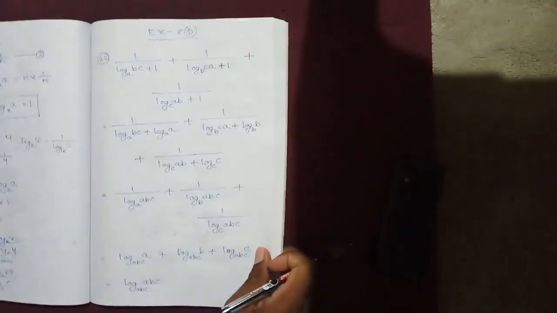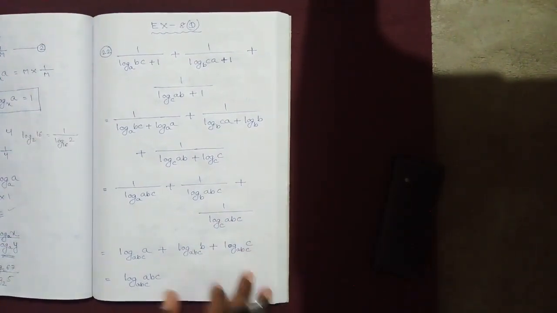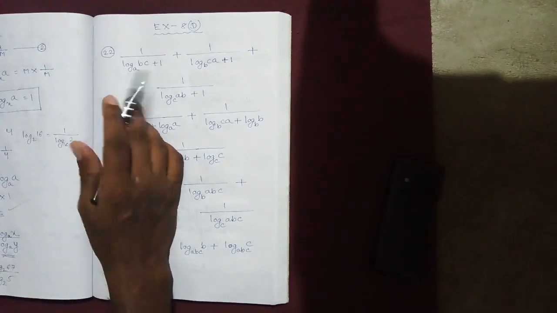Move to exercise 8D. Exercise 8D. Move to number 22.